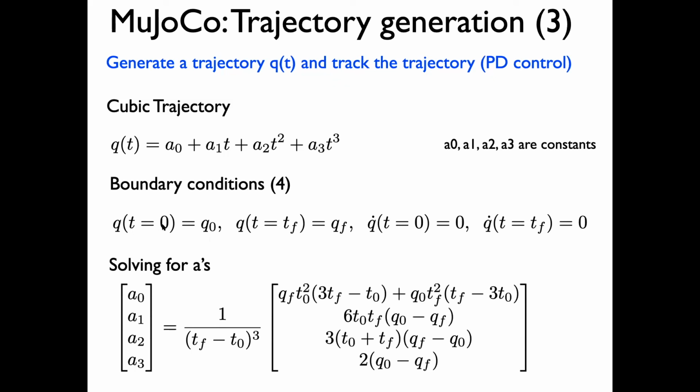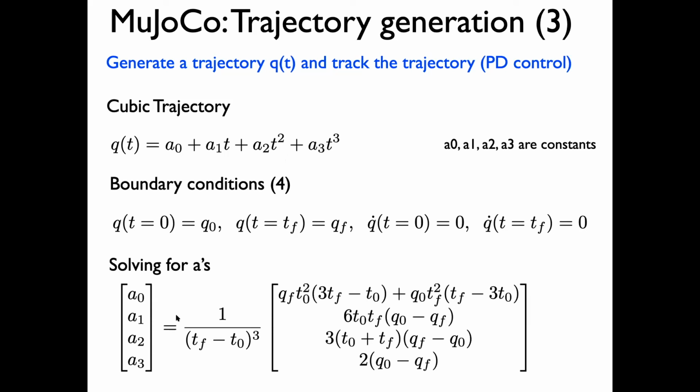Actually, this is my bad. This is not T equals zero, it's T equals T0. It's Q0. Then at T equal TF, it's QF. And this is again not zero, but T0, it's zero. So the initial velocity is zero, and the final velocity is also zero. So that gives us four conditions or four equations, and we can solve for the four constants using those four equations, right?